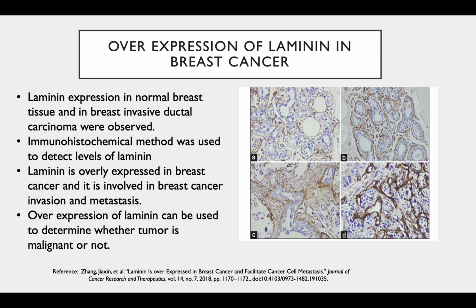The colorless color is negative, pale brown positive, and brownish black strong positive for levels of laminin. C and D showed that laminin was strong positive in invasive ductal carcinoma. So what this study tells us is that laminin is overly expressed in breast cancer, and it is involved in breast cancer invasion and metastasis. An overexpression of laminin can be used to determine whether a tumor is malignant or not.